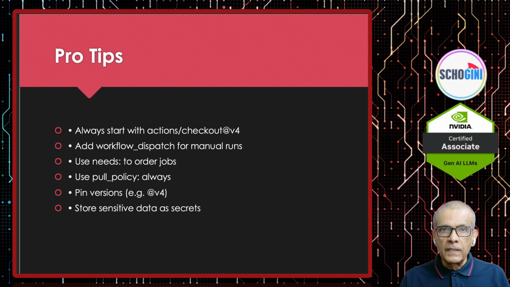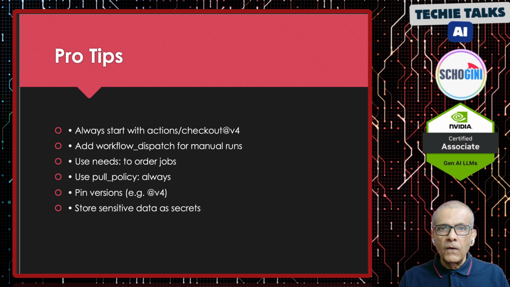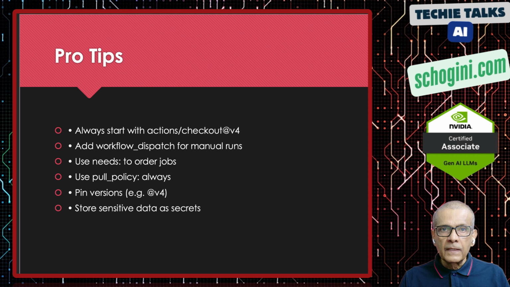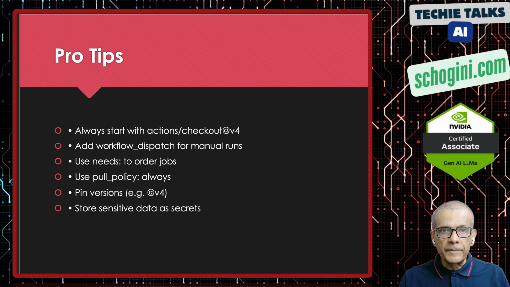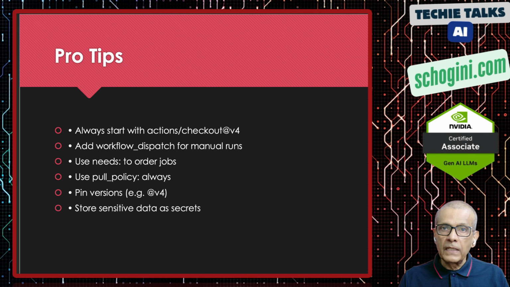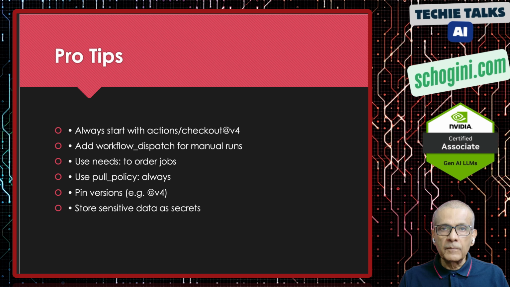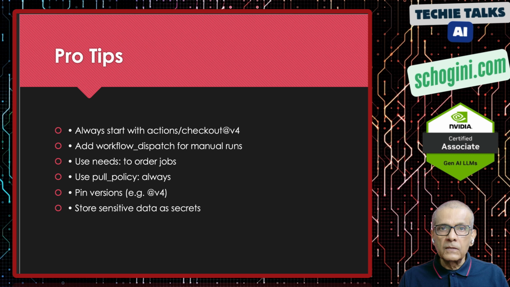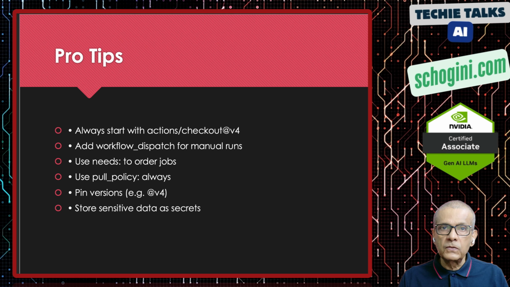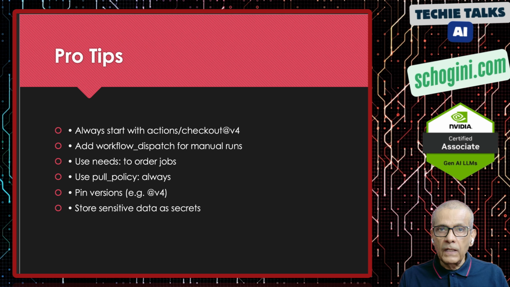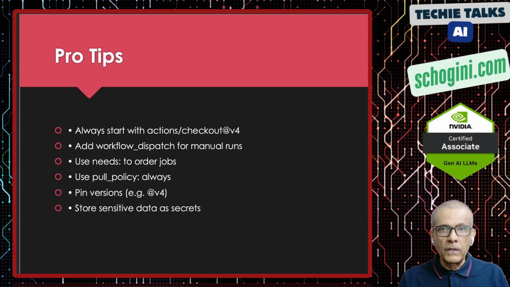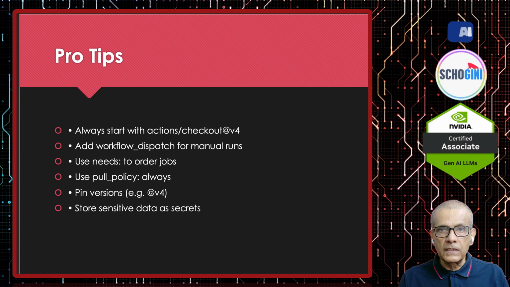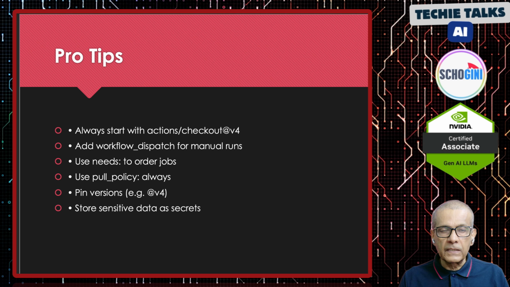Finally, some pro tips, a few power user tips. Always start with actions/checkout@v4. It's your code loader, and workflow_dispatch for manual reruns. That'll come in handy. Use needs to control the job order. For Docker, set pull_policy: always to fetch the latest image. Pin all actions to versions to avoid unexpected changes, and never hardcode secrets. Store them properly in GitHub secrets.